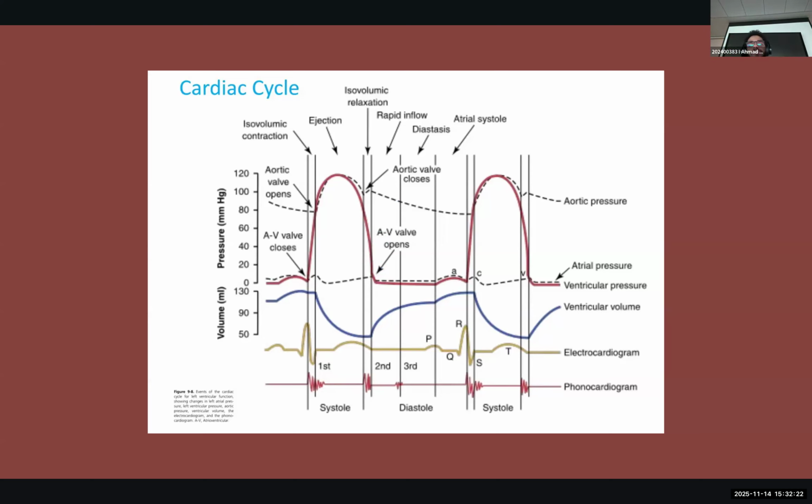The blood starts rushing rapidly into the left ventricle. As a result, this phase is known as the rapid inflow phase. After that, it starts to slow down a bit. We get the diastasis, so this is the second phase of ventricular filling. After that, we've got atrial systole.